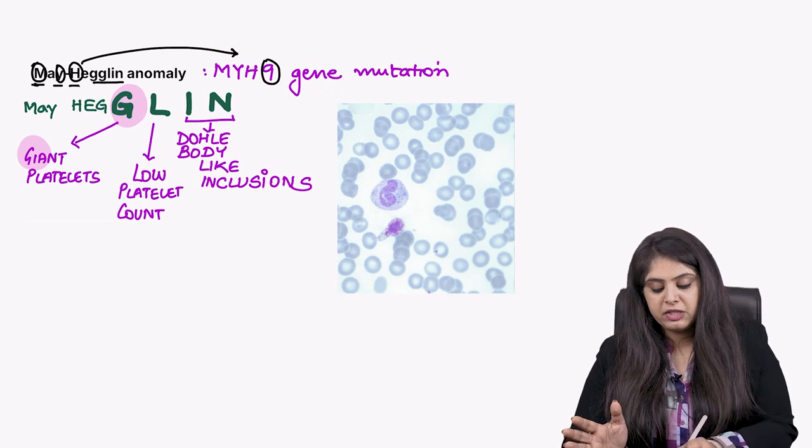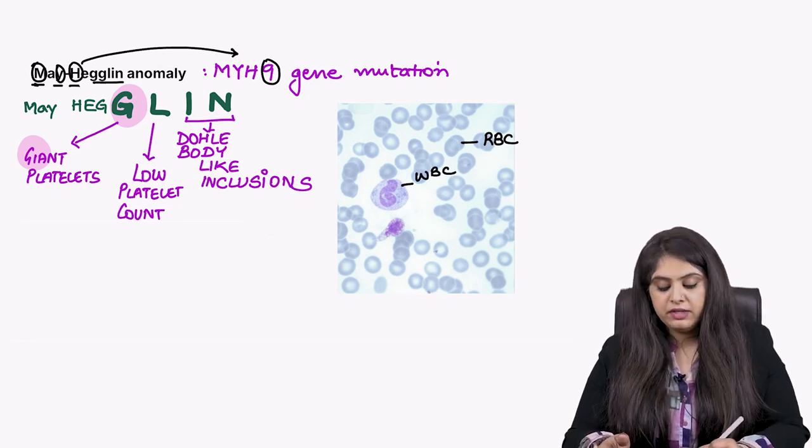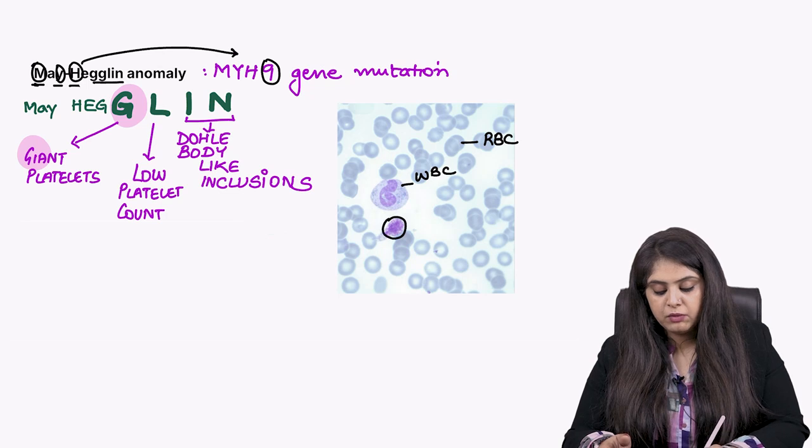So let me look at this picture. These cells, of course, without the nucleus are RBCs. This one happens to be the WBC. And over here, the other cell that is put up over here is a platelet. Normally, a platelet is just a tiny little dot. But over here, I can see a very big platelet, that is a giant platelet.